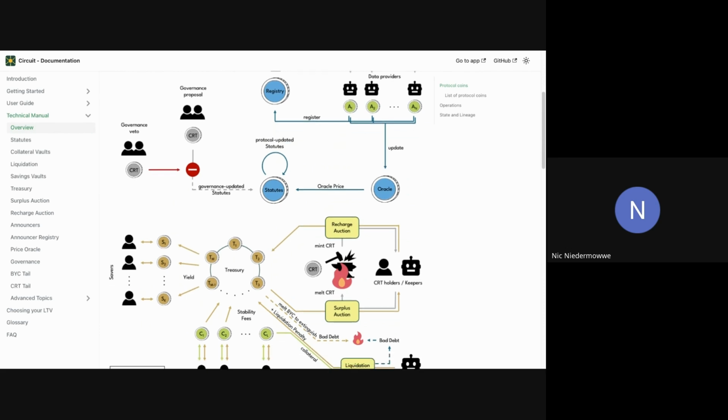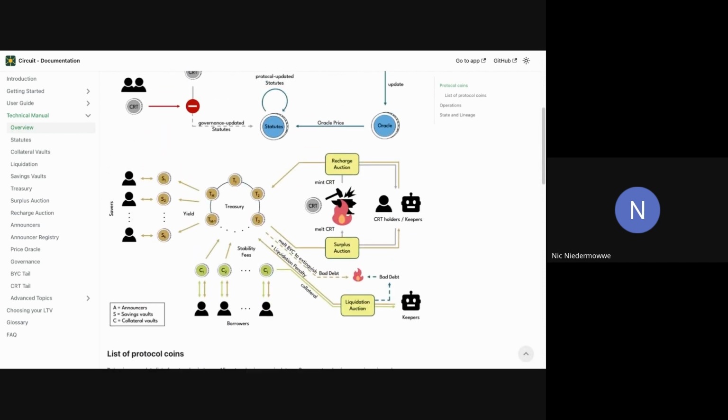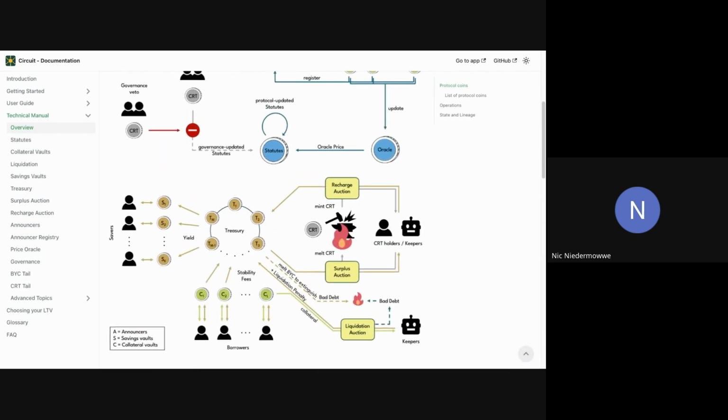So what Circuit does is allow users to lock up some of their Chia tokens in a smart contract and borrow Bytecash against that. Bytecash is a stablecoin, one-to-one pegged to the US dollar, and it's natively issued by the Circuit protocol itself. This process is shown here at the very bottom of this diagram. Borrowers create their own vault coins, collateral vault coins, we call them. These are the coins where they deposit Chia tokens and borrow and repay Bytecash.